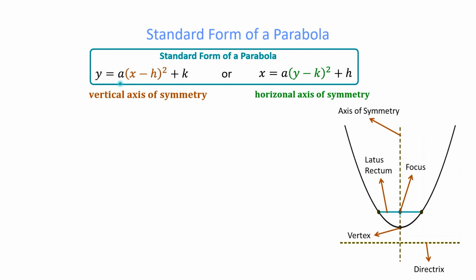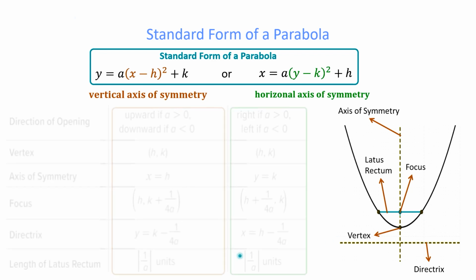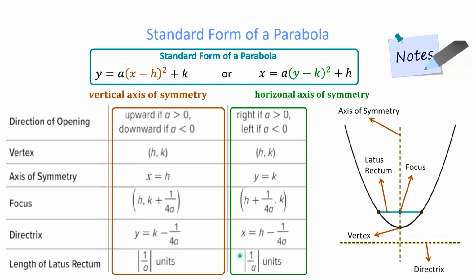Now, once we know the orientation of the parabola, so whether it's vertical or horizontal, we can use the values of a, h, and k, and substitute them to find things like the coordinates for the focus and the vertex, the equations of the axis of symmetry and the directrix, or even the length of the latus rectum. So over here we have a table which summarizes how we can find that information. What we have in blue here relates to the vertical parabola. What we have here in purple relates to the horizontal parabola.